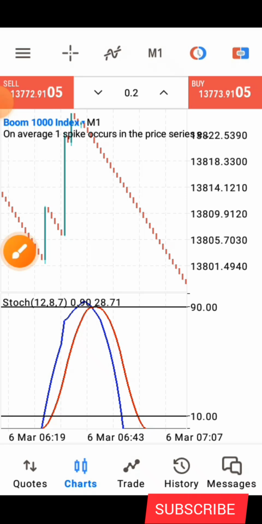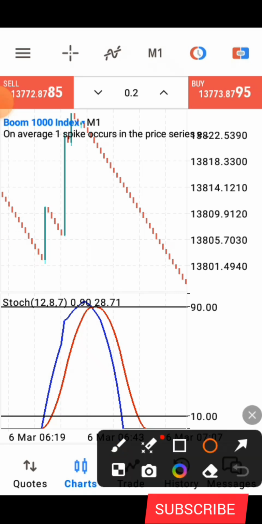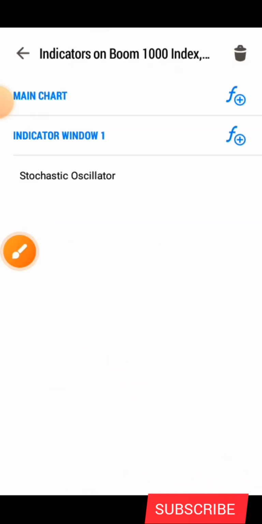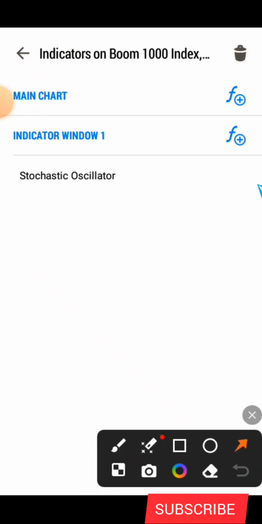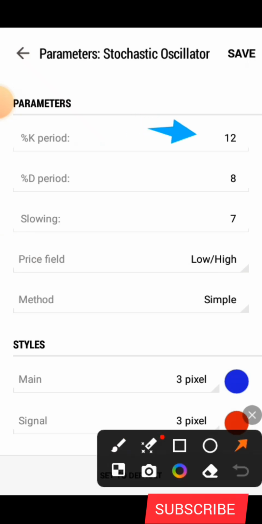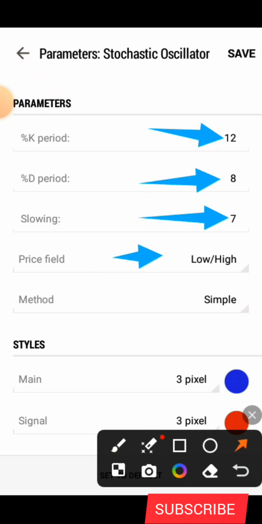The first thing we are going to be doing here is to click on this icon here. After clicking on the icon, the only indicator we are going to be adding here is just the stochastic. This is the simplest strategy you can see anywhere. You click on it, and you can see these are the parameters for the stochastic oscillator. The K period here is 12, the D period is 8, the slowing is 7, the price field is low high, the method is simple.